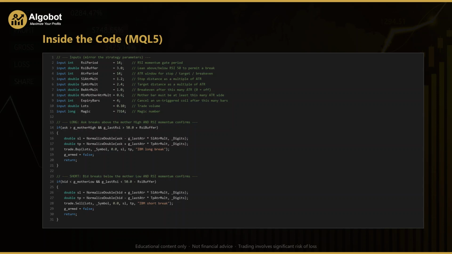The break-even multiple is 1. The minimum mother ATR multiple is 0.6, and the coil stays armed for 4 expiry bars. Lots and the magic number round out the settings.